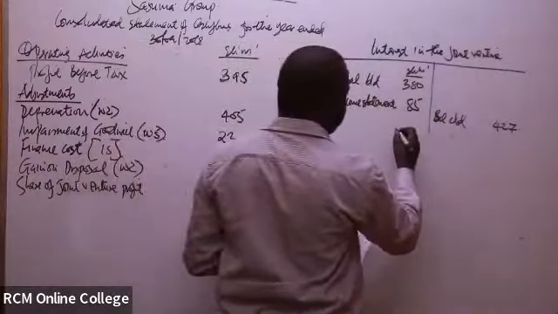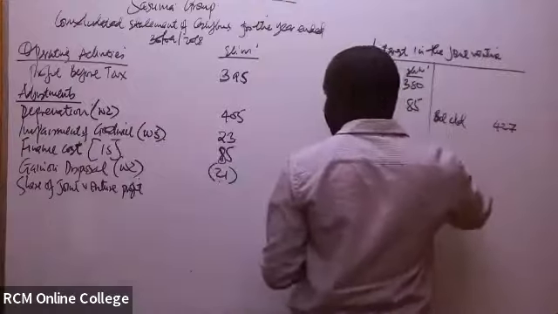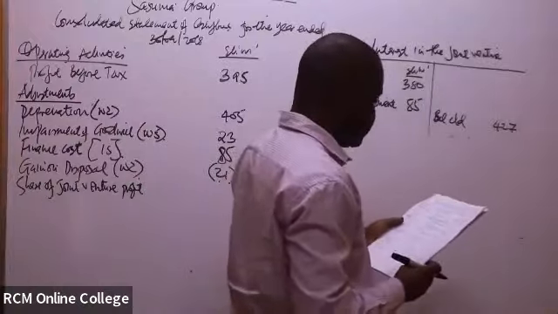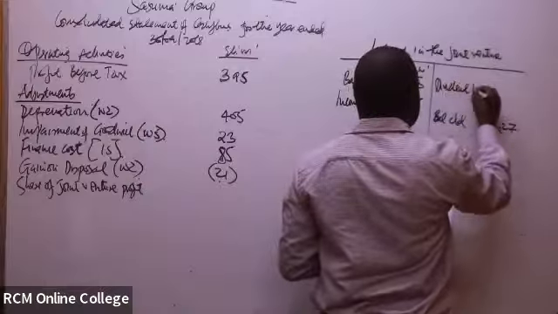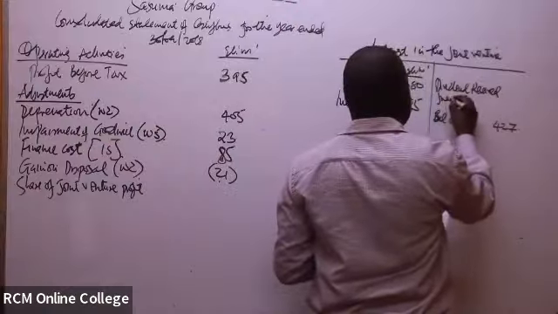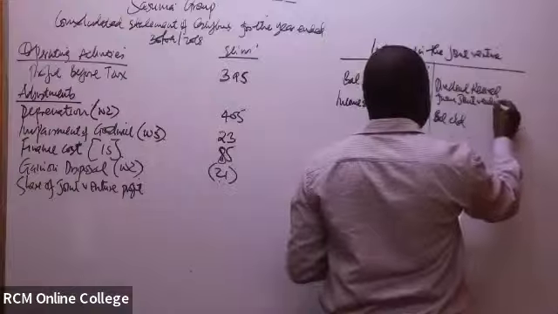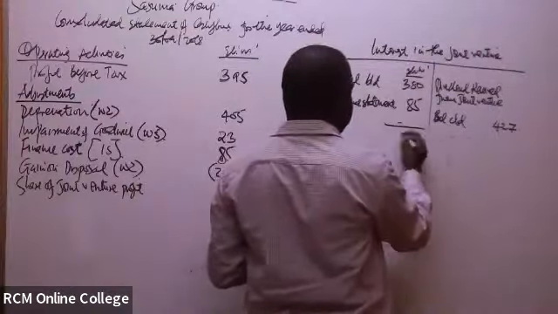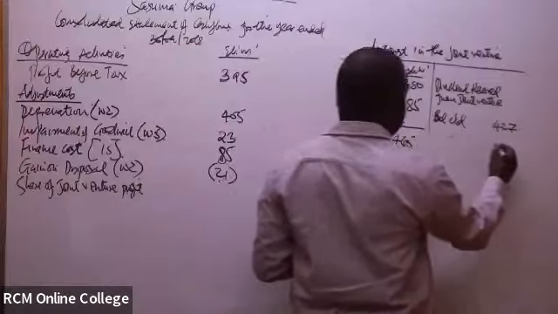So in this account, what we likely end up computing in this case is the dividends received from the joint venture. So the dividends received from the joint venture, of course here it is 465.